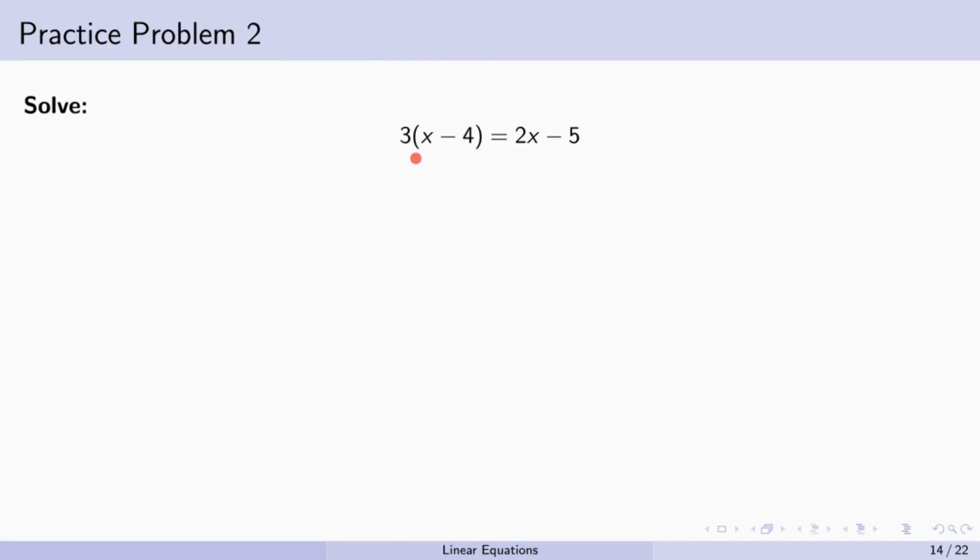Let's talk about the second problem. 3 times the quantity of x minus 4 equals 2x minus 5. The best thing that you must do here is first distribute this 3 to both x and negative 4. Remember that we are considering the proper arrangement of operations called the GEMDAS rule. GEMDAS means grouping symbol, including the parentheses, bracket, or braces, or anything that we can use as a grouping symbol.